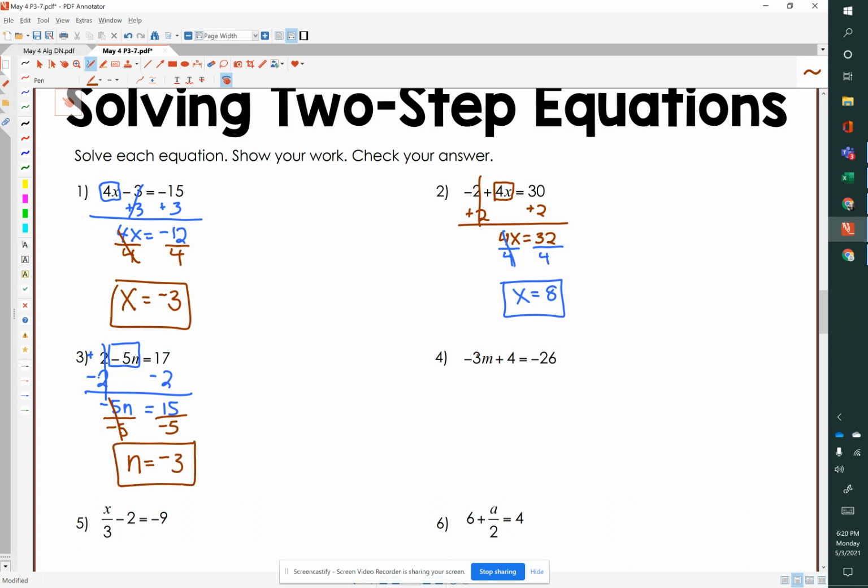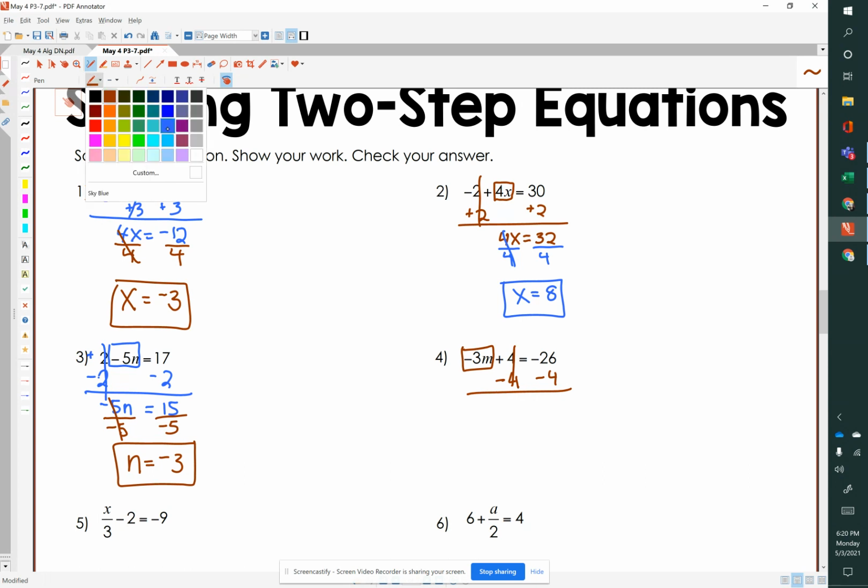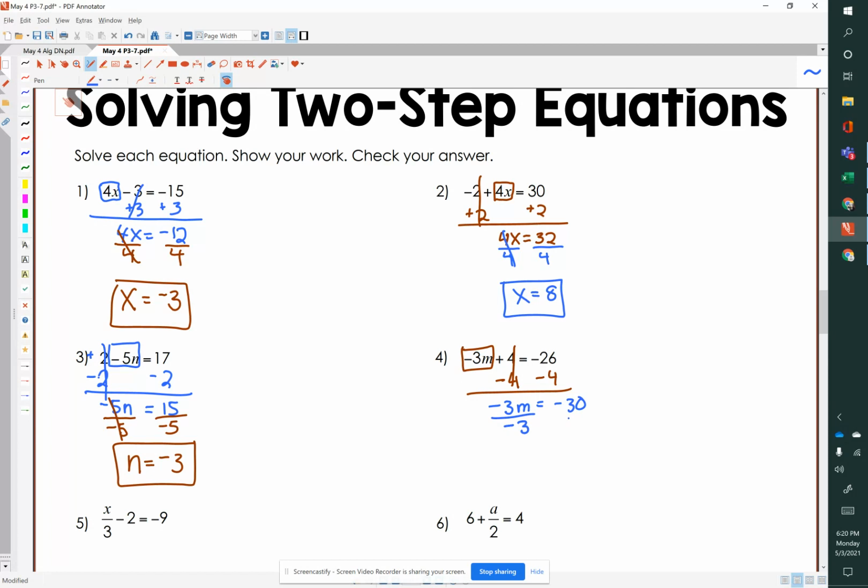And in number 4, we have our term negative 3m. 4 is being added to it. So we're going to use the inverse operation of subtraction to subtract 4, doing that to both sides of the equation. You always have to do that. Now we are left with negative 3m equals negative 26 minus 4 is negative 30. So m is being multiplied by negative 3, so we will divide by negative 3 in order to isolate m. And when we do that, m equals negative 30 divided by negative 3, which is a positive 10.